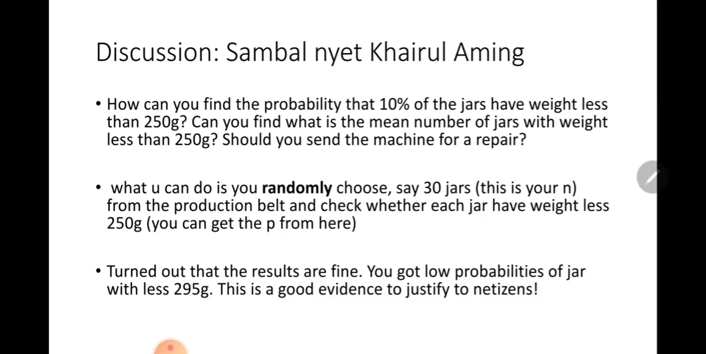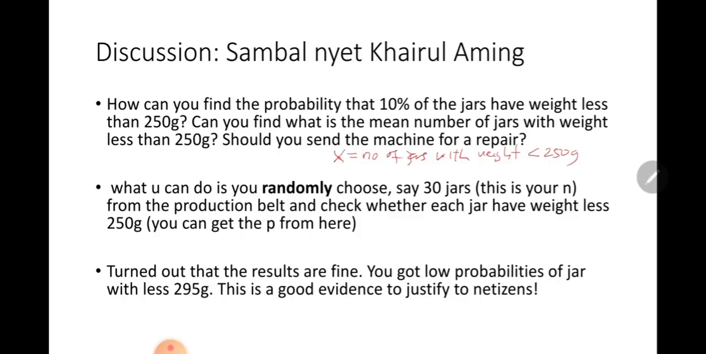So now before we end the lecture, we would like to have a short discussion on Khairul Amin's sambal earlier. So now you want to find the probability that 10% of the jars have weight less than 250, and you want to find the mean number of jars with weight less than 250. So what you can do is define X. X is the number of jars with weight less than 250 grams.